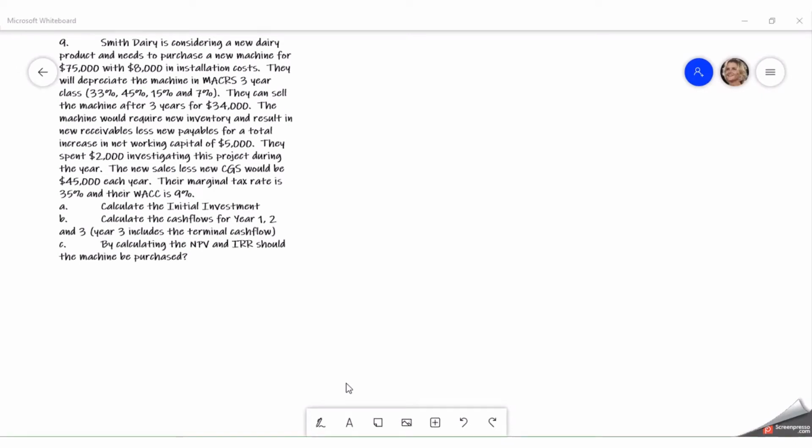Okay, this is the second half of the business finance test 2 review dealing with our chapter 12 problems. So this first one is the harder one because it's a larger problem.